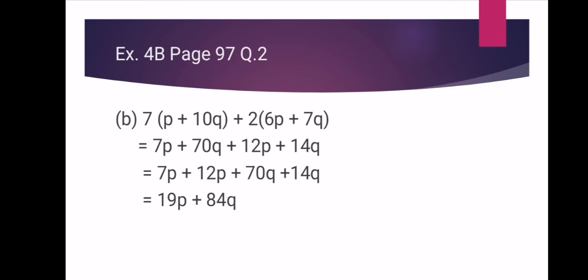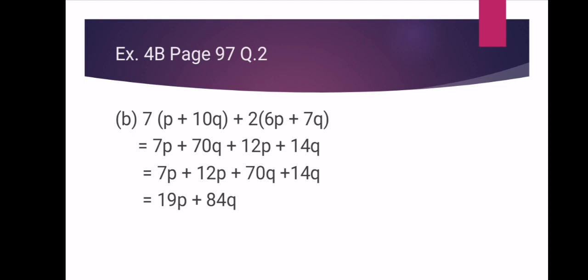Now in the second last step I have rearranged like terms. So 7p plus 12p, followed by the terms involving q, 70q plus 14q. Now I have to further simplify these. 7p plus 12p will add up to 19p, and 70q plus 14q will add up to 84q. So our answer is going to be 19p plus 84q, and we cannot further simplify this expression because now we got unlike terms.